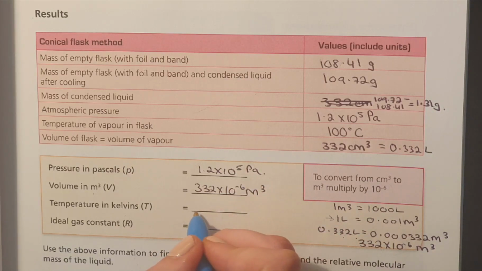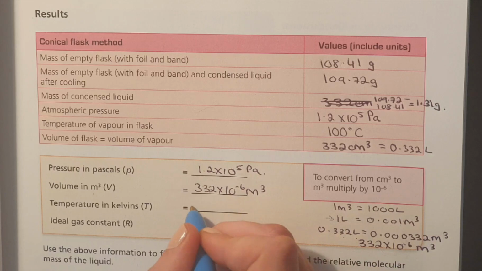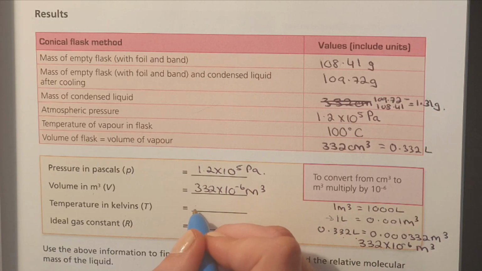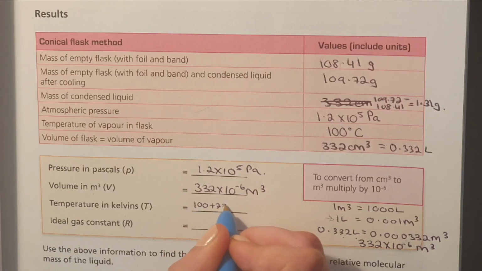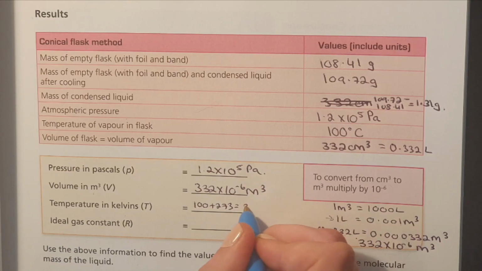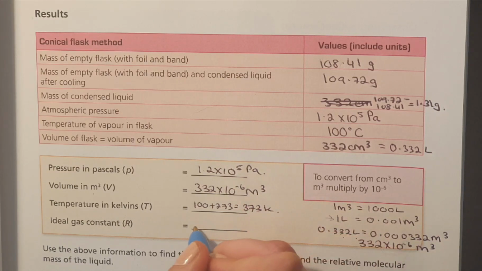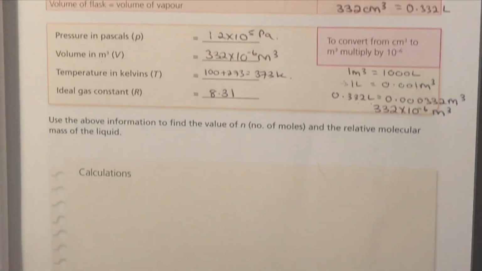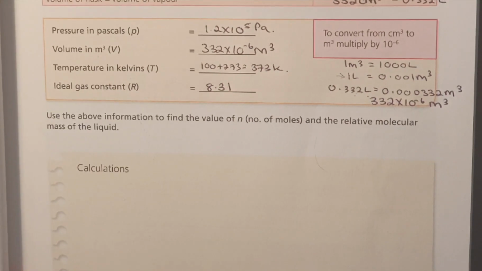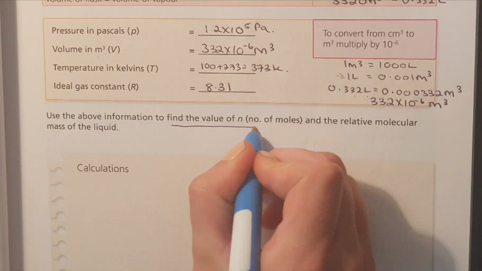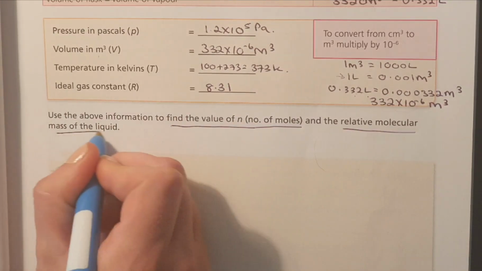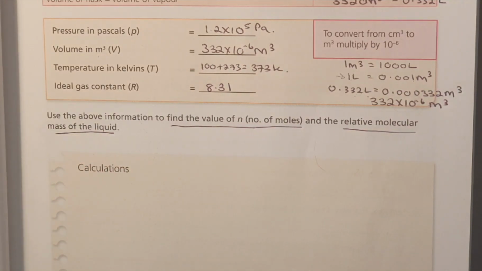Then the temperature in Kelvin, so it was 100 degrees Celsius. And then to change to Kelvin, you just add on the plus 273. So it's 100 plus 273 equals 373 Kelvin. And the ideal gas constant is 8.31. Okay, so we have those pieces of information now. And it's asking us to find the number of moles and the relative molecular mass of the liquid. Okay, so I'm just going to do the relative molecular mass first of all.